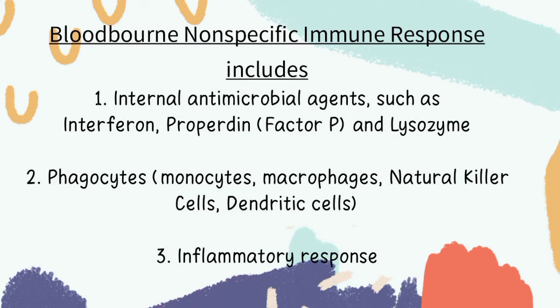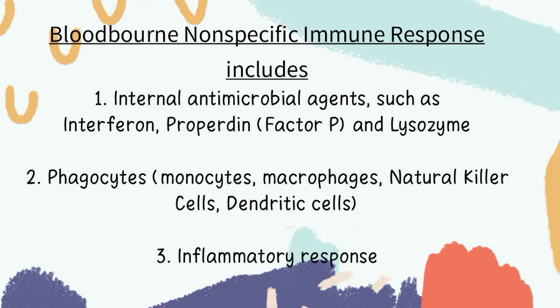Okay, we have the blood-borne non-specific immune response. Remember, I said we have two kinds under the non-specific. We have the physical barrier and the blood-borne. Now, the first thing we have is the internal antimicrobial agent, and I give examples. We have the interferon, the properdin, in bracket the factor P, and the lysosome. You know what lysosome is? Lysosome is found in almost all your cells. It breaks down dead cells. It also breaks down the microbes that get into your body.